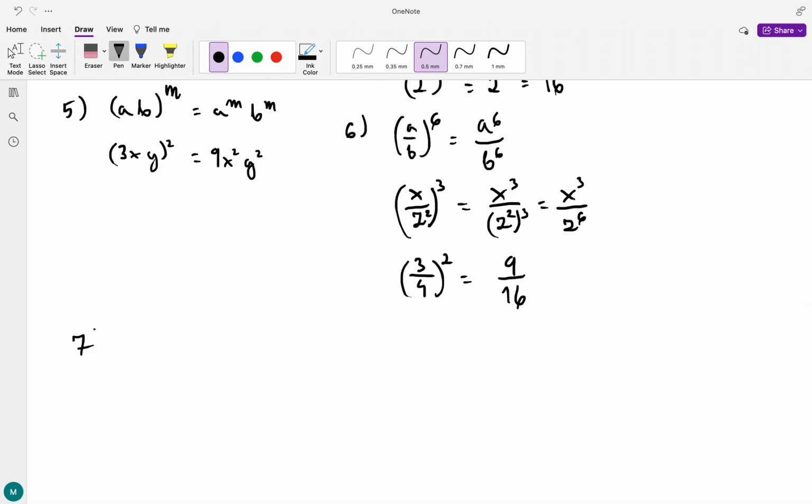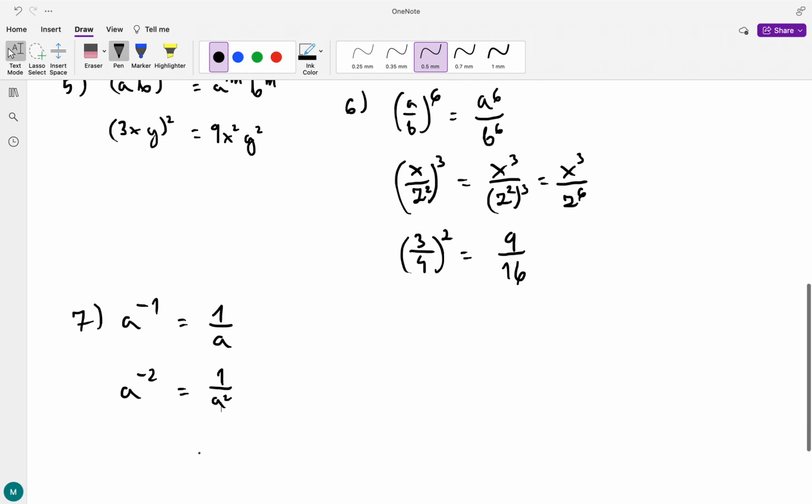So rule number 7 is all about negative exponents. So a to the power of -1 is equal to 1 over a. Now a to the power of -2 is equal to 1 over a squared. So the negative power simply indicates a reciprocal. So all you want to do is flip the fraction around, and there you have it.